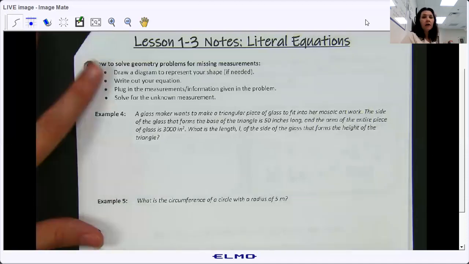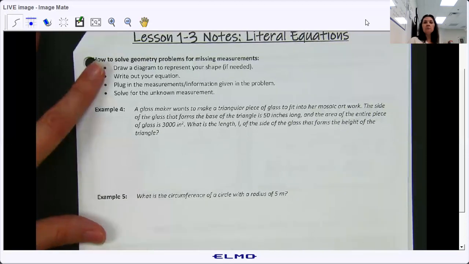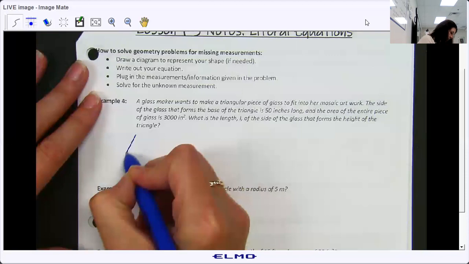So in example 4, a glassmaker wants to make a triangular piece of glass to fit her mosaic artwork. So I already know that I'm going to need a triangle. So I'm just going to draw that out right here.